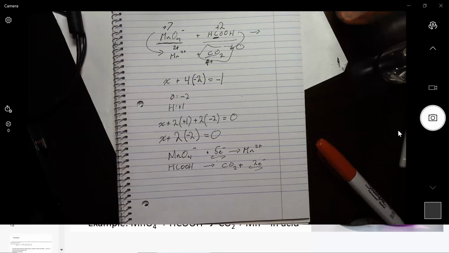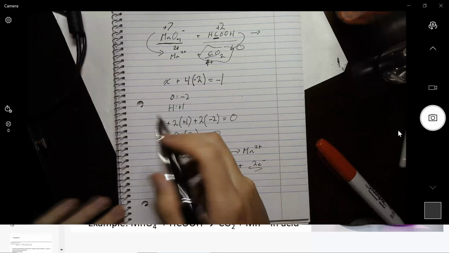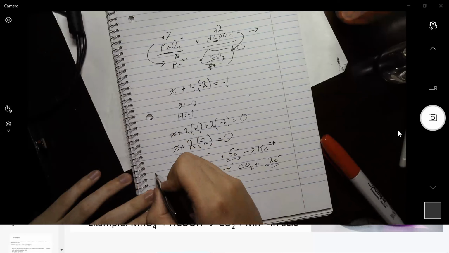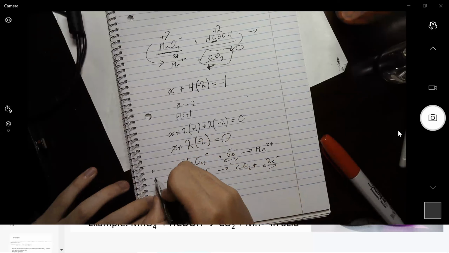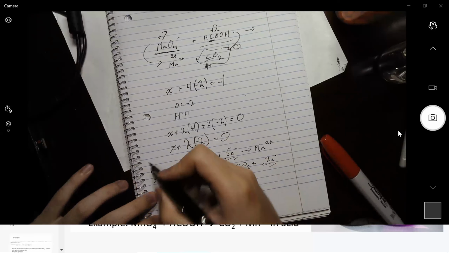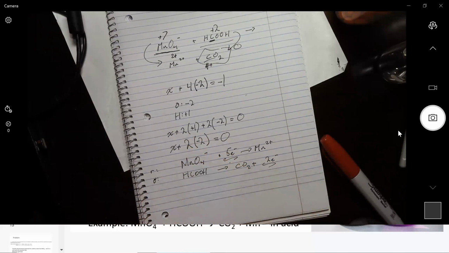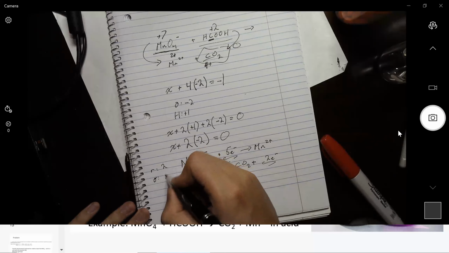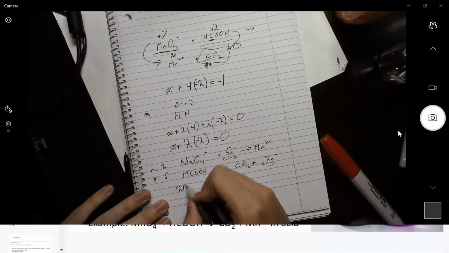Okay, so now we have two half reactions. What should I do to make the electrons cancel out? I need to multiply this by some letter, let's just say R for reduction. And here we have some letter O for oxidation. So we need to multiply these reactions by some number to make them cancel out. So what should we do? Right, R equals 2, O equals 5. So when we add these together, we get this.